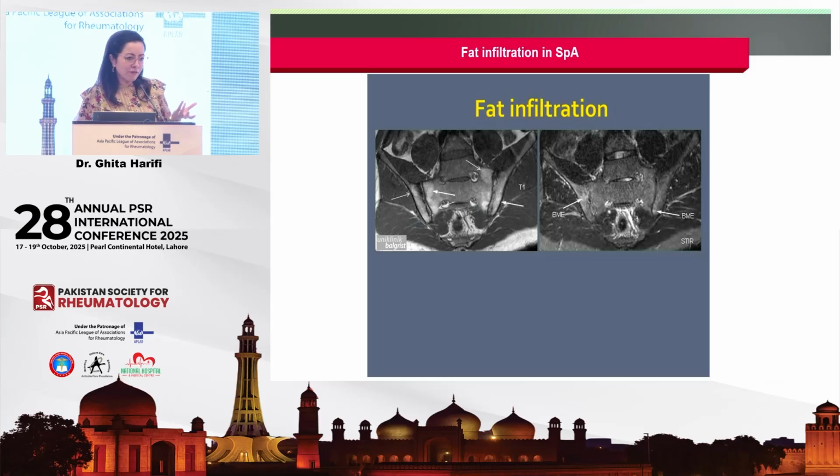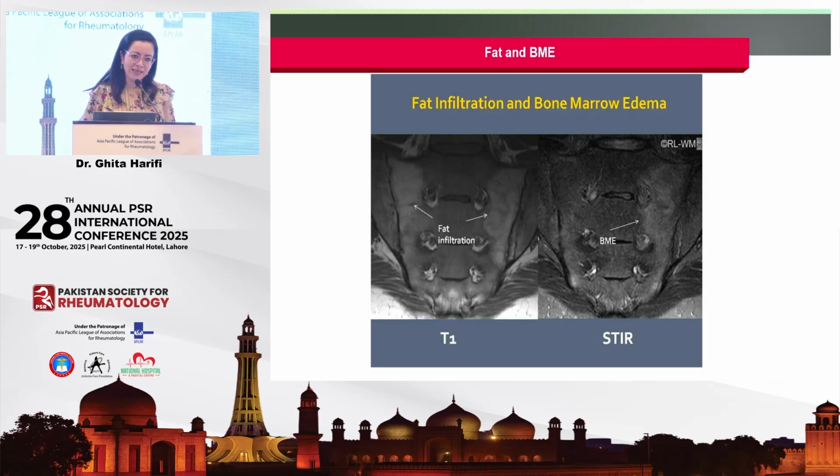What is the difference between this and the fat infiltration that we see in spondyloarthritis? Well, in spondyloarthritis, the fat infiltration is usually very close to the subchondral bone, and it usually has a distinct border with this proximity to the subchondral bone. You see the difference between this and this. So usually it is very close to the joints, to the joint line in the subchondral bone.